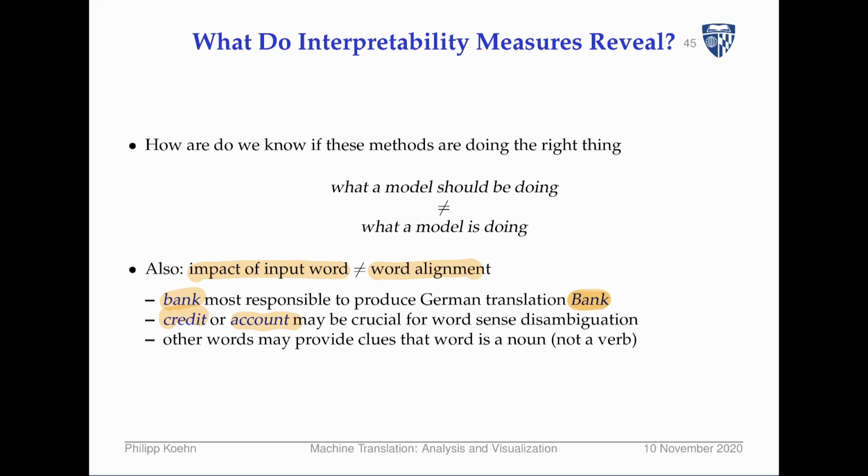And even more than that, that the word bank here is a noun, for instance, is also something that matters. And what leads the model to determine that it's a noun and, for instance, not a verb, might be the surrounding words to the word bank. So that also has impact on that. And that's all the things that go into the decision. So it's not as simple as one connected word that matters the most.